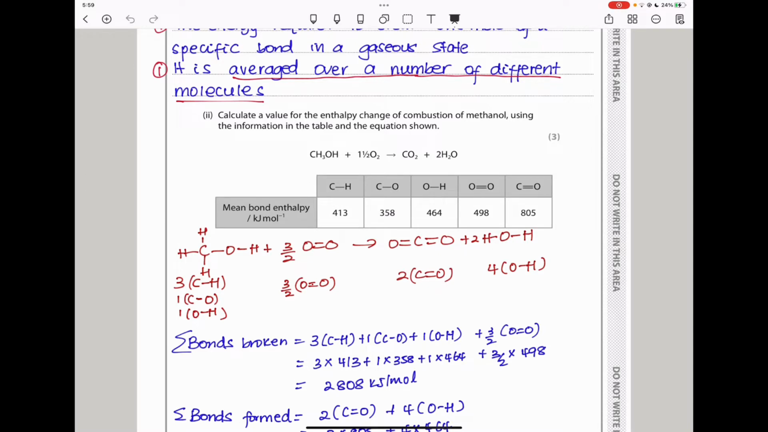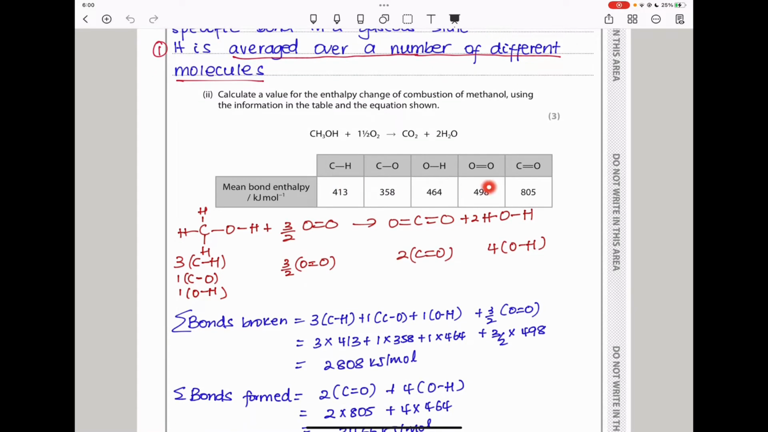In methanol, we have 1, 2, 3 carbon-hydrogen bonds. We have 1 carbon-oxygen bond, and we have 1 oxygen-hydrogen. In here, this is 3/2 oxygen, so the number is 3/2 into 1. And here we can see these are 2 carbon-oxygen double bonds. And here we can see these are 4 hydrogen-oxygen bonds.